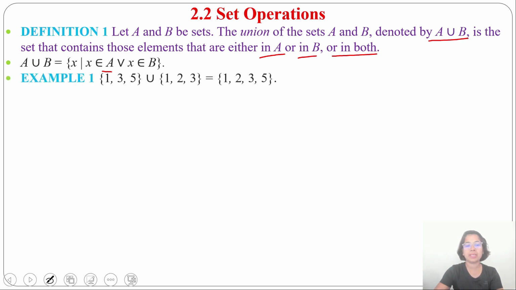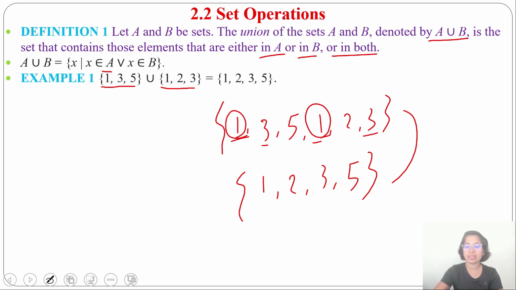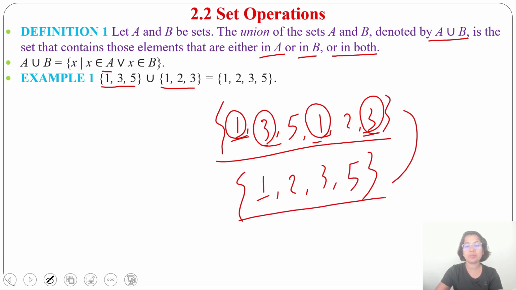Let's see one example. Example 1. Let the first set contain 1, 3, 5. The second set contains 1, 2, 3. So the union will contain 1, 3, 5 and 1, 2, 3. You just mark that 1 is repeated, and 3 is repeated. So you can write {1, 2, 3, 5}. Both are equal, as in a set repetition doesn't matter. For cardinality, we count distinct elements in this set. So you can say here the cardinality is 4.